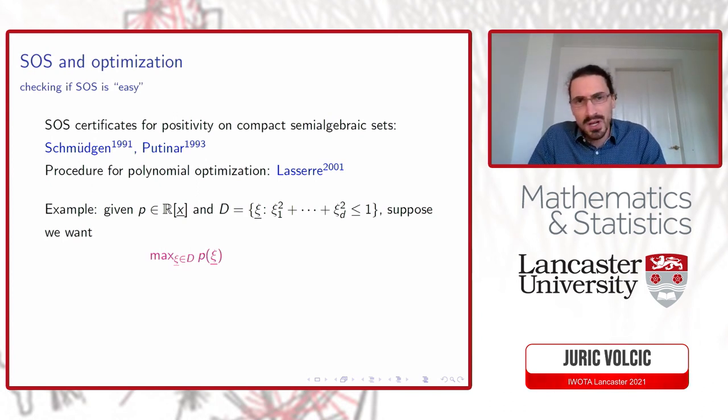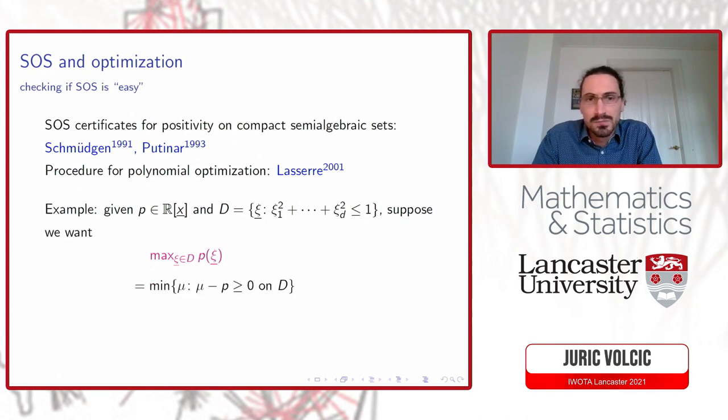Let me just give you a little example of how this looks, because I'll refer to this later on. For example, let's say that I have a polynomial p. I want to maximize it over a ball. So this D here is a ball. Let's say that I want to maximize that, and that's the same as finding the smallest mu such that mu minus p is non-negative, is positive on D.